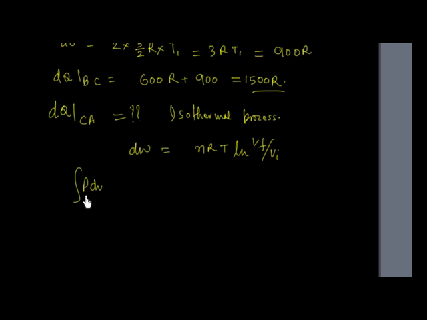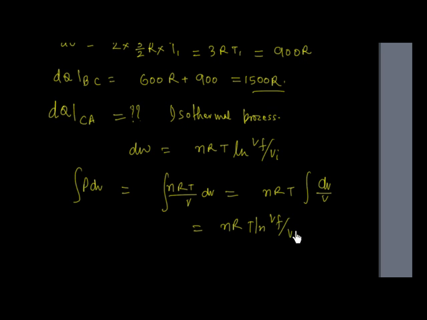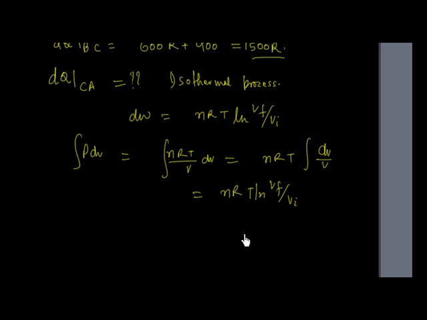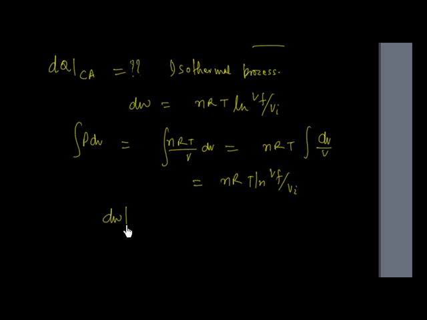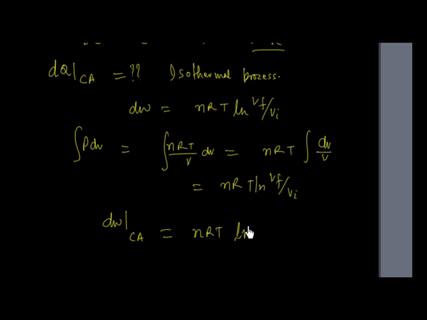Work done is P dV, and P is nothing but nRT by V if I apply the ideal gas equation. Temperature is constant, so I can take it outside, and dV by V integrates to ln V. So this becomes nRT ln Vf by Vi, because I have to integrate from the initial to the final volume. So work done in process AC or CA is basically nRT ln Vf by Vi. What is the final volume, what is the initial volume? So we have to see here.